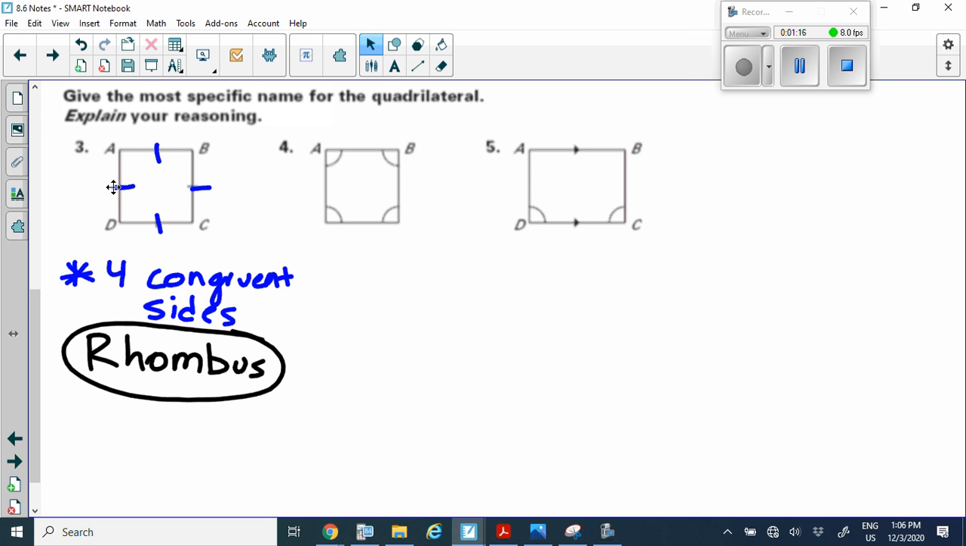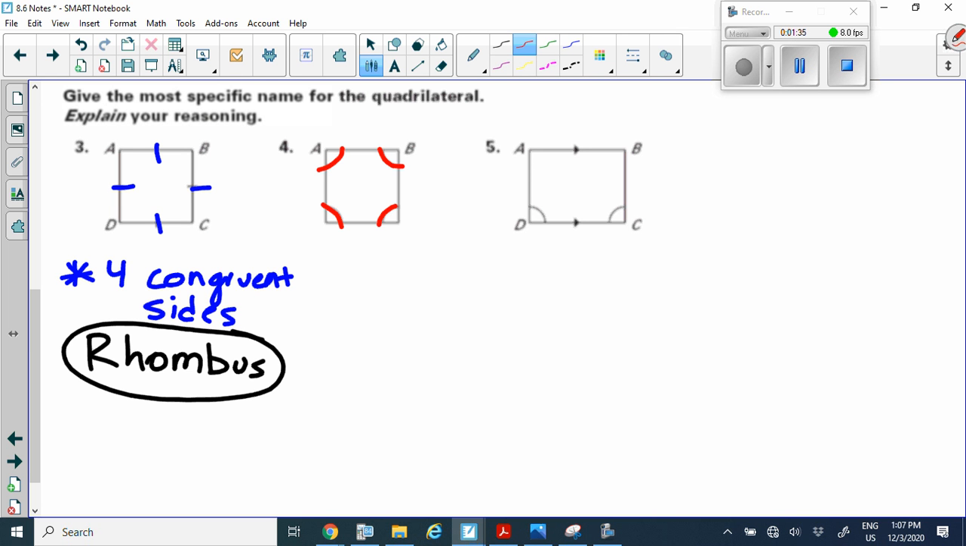Okay, let's look at 4. Notice for 4, we have that all the angles are congruent because they all have the same markings. So we can say 4 congruent angles, but I don't really see that as one of my properties. So let's rethink this here.